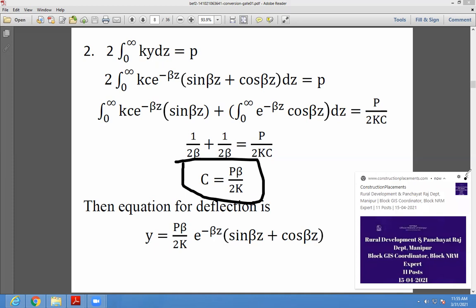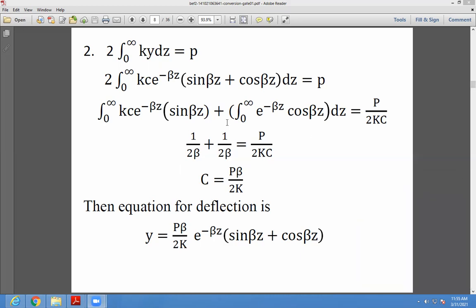We get the value of c is equal to P beta by 2k. P is nothing but concentrated load. Beta is the value we have taken constant in terms of k and EI. Then k is nothing but the constant of elastic foundation. So C we get, that is constant. C is equal to P beta divided by 2k.